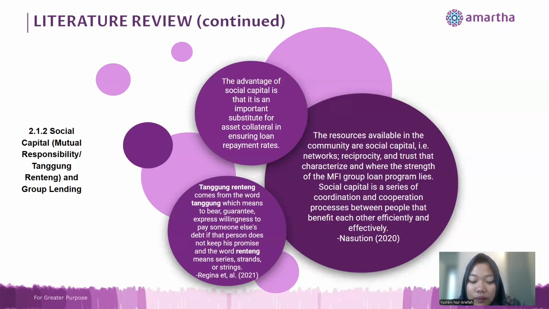According to Regina et al. in 2021, tanggung renteng or joint responsibility, where tanggung comes from the word responsibility, which means to bear, guarantee, express willingness to pay another person's debt if the person does not keep her promises. Meanwhile, the word renteng means series, chain, or joint. In the world of credit, joint responsibility can be interpreted as joint responsibility between the borrower and the guarantor for the debt she made. Joint responsibility is responsibility among members in one group for all obligations to the microfinance institution with openness and mutual trust.